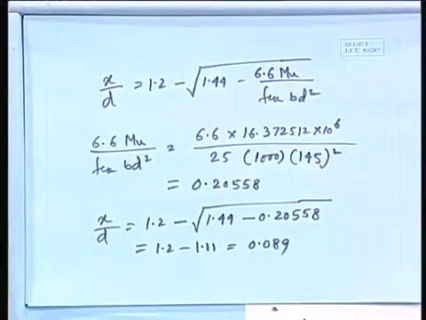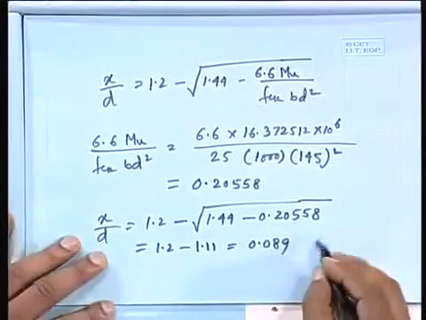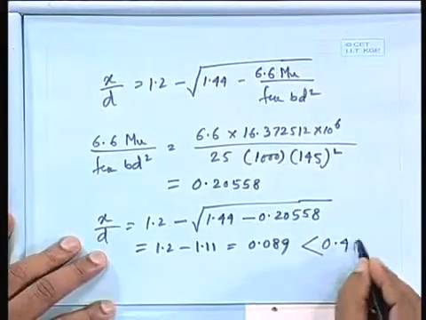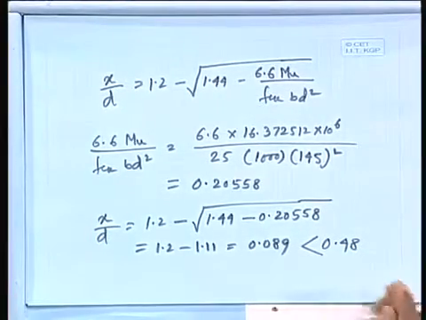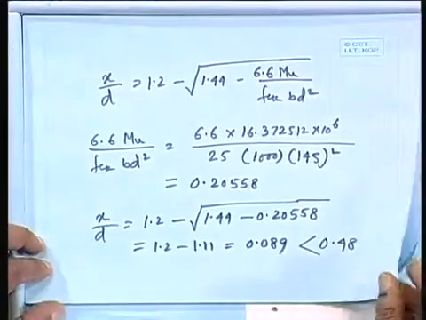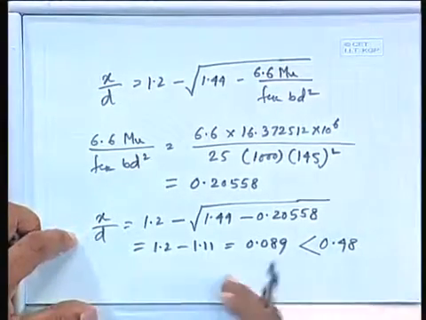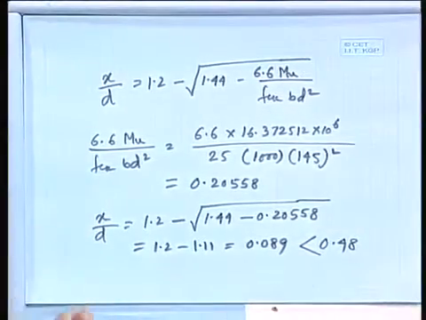So x by d we are calculating here. This is obviously less than 0.48. So we need not change any depth or anything. So we can take that x by d, this value. So we can calculate now the lever arm. So lever arm will be equal to d times 1 minus 0.416 x by d.